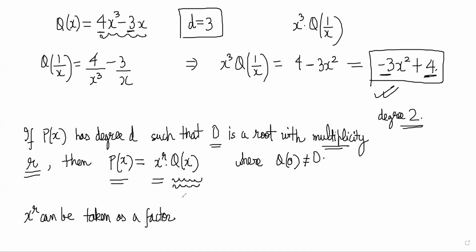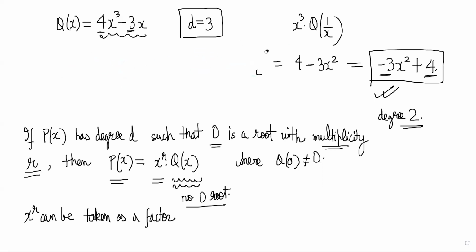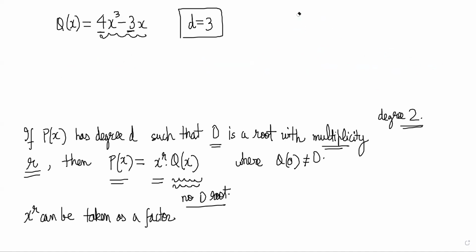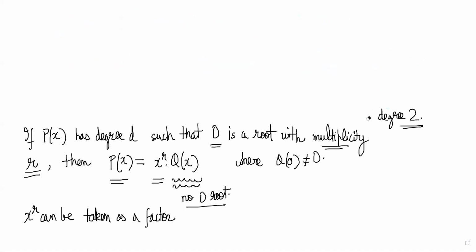And here q of x has no 0 root, right? Q of x is a polynomial with no root being equal to 0. Now, if you want to calculate the reciprocal polynomial for our original p of x, what I have to do is multiply x power d and calculate p of 1 by x, right? So let's see that. I want to calculate x power d p of 1 by x.